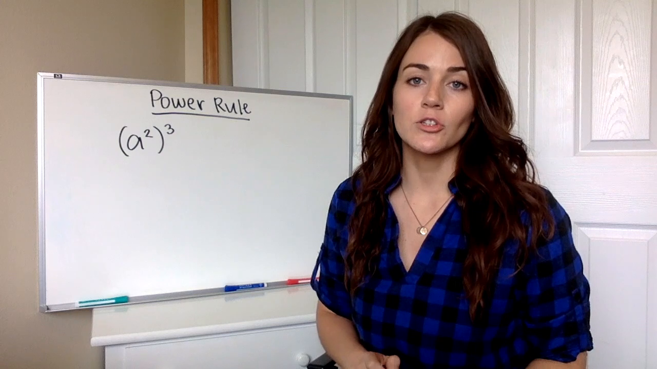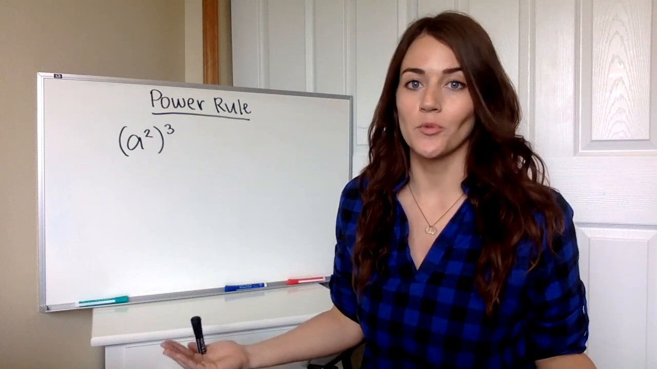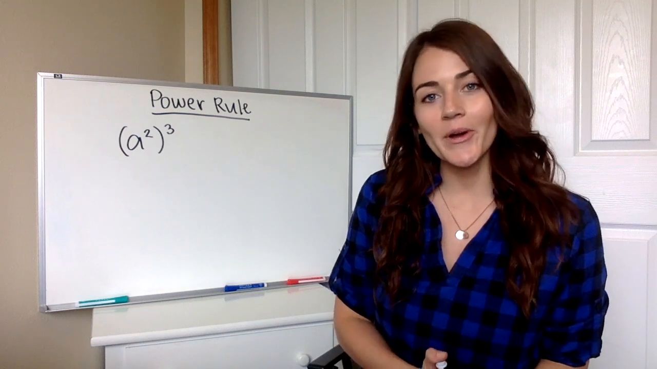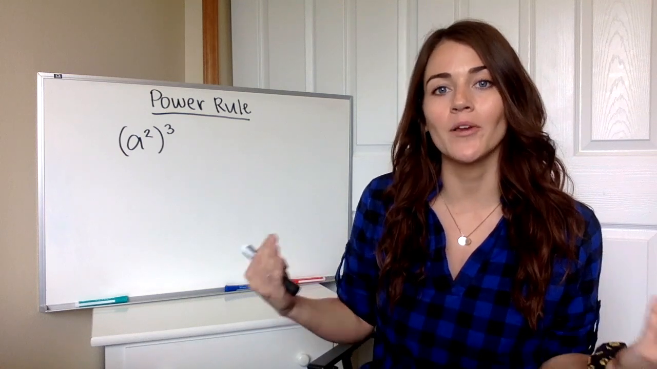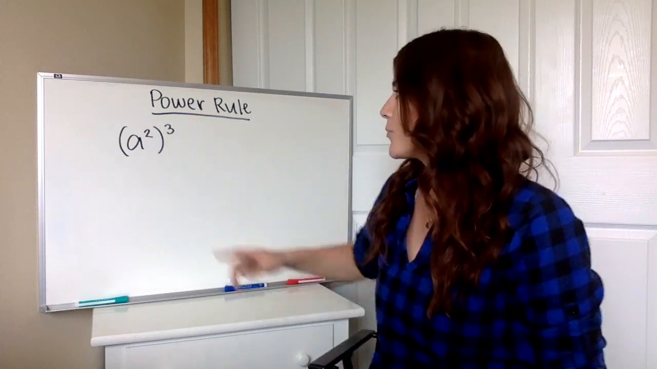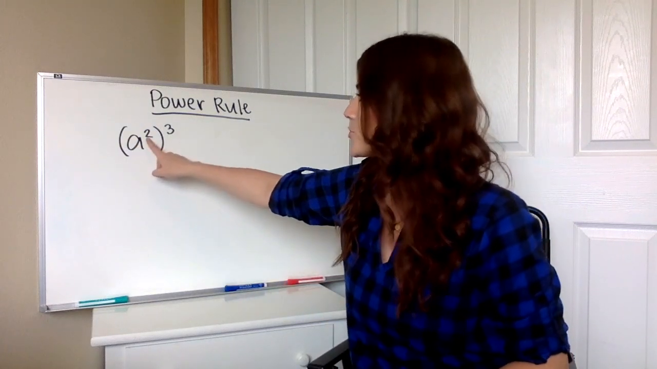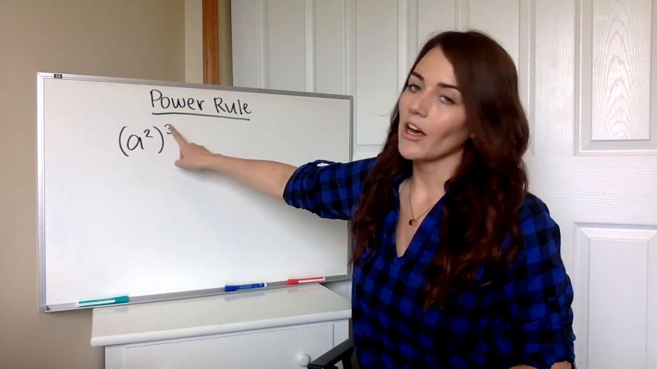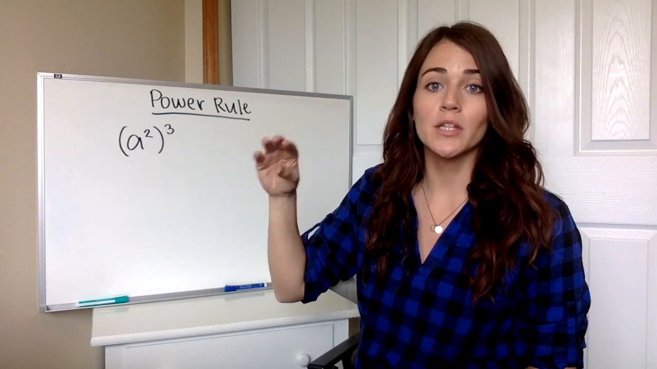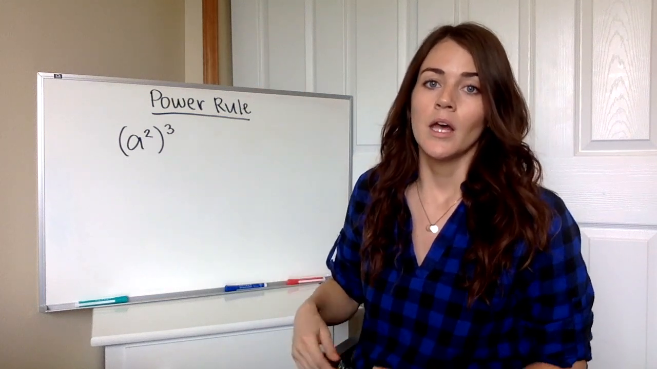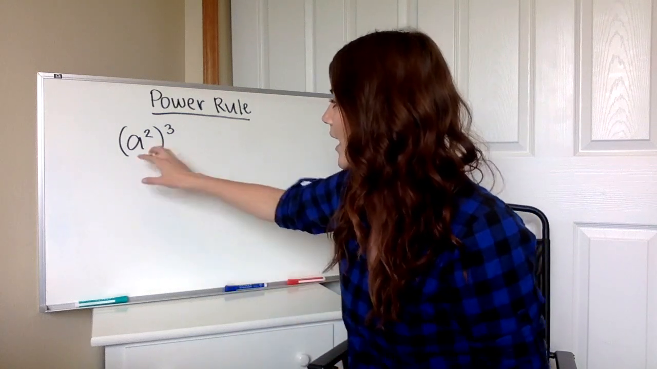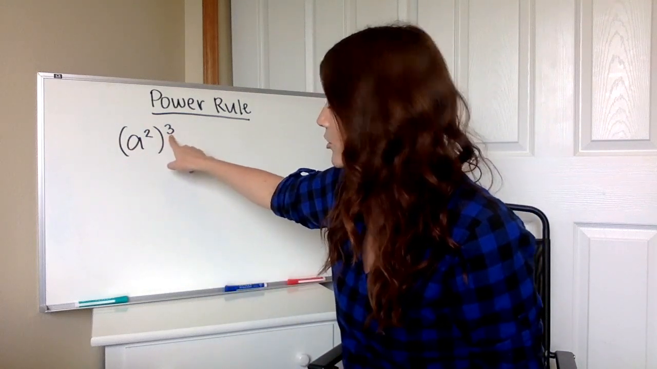So I want to first look at how and why this works. If you've watched any of my exponent videos before this one, that is how I always start. I start with how and why it works. So if you see this here, you see we have a variable to an exponent to another exponent. That is what we call the power rule, when we have an exponent to another exponent. And how this works, if you think about it, we have a squared to the third.